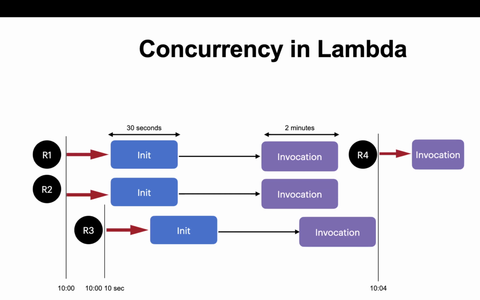So this is how a function instance will be reused in subsequent requests: initialize once and call invocation multiple times. After some time, if there is no activity, the function instances could be destroyed. So this is the overall working of the internal workings of Lambda functions.